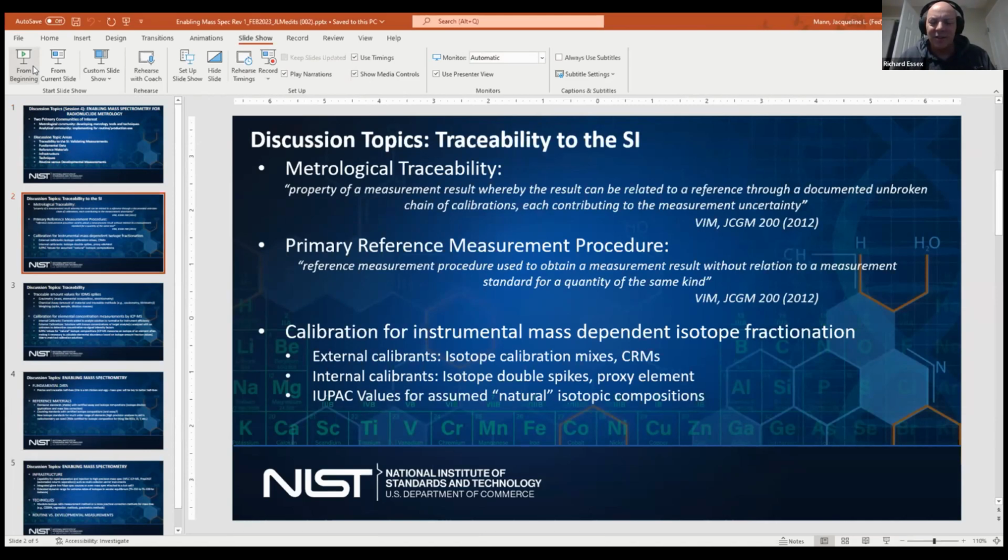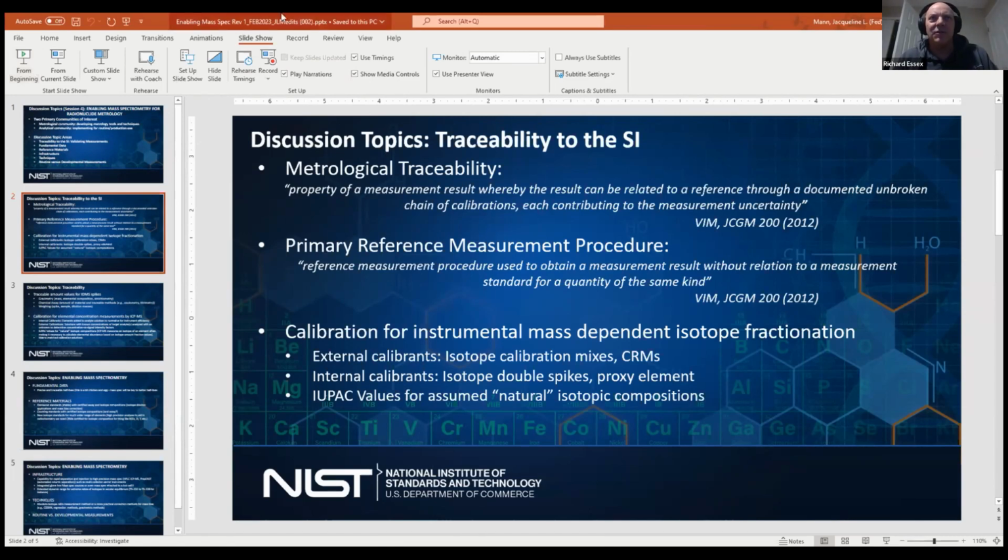So again, the goal here isn't for me to talk about traceability to the SI, but to get the perspective from this large group of people, many of whom know more than I do and have different perspectives as well.